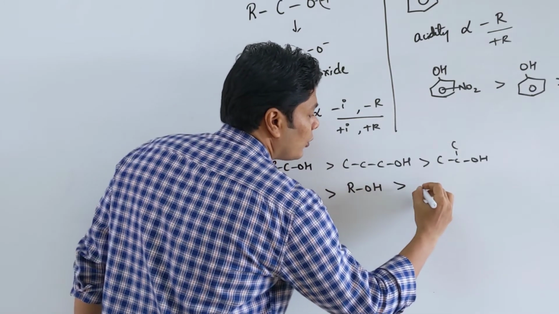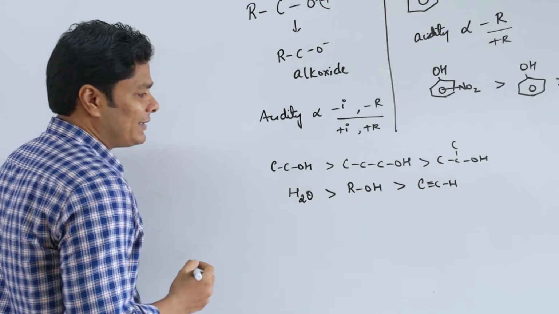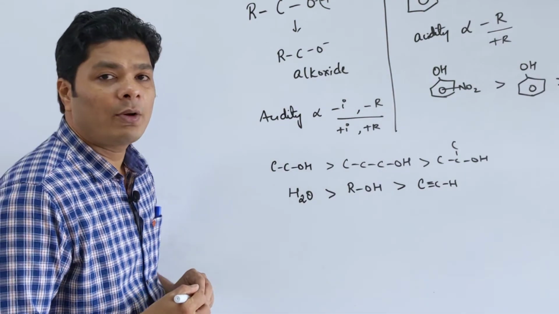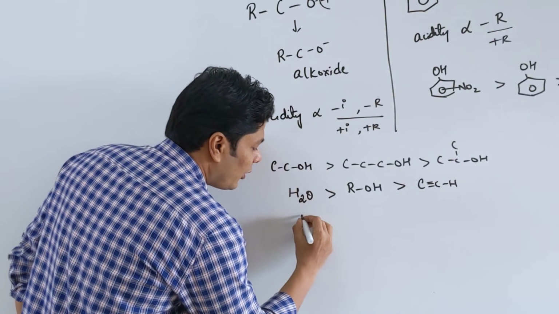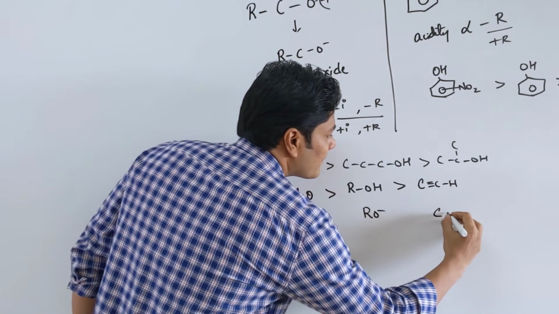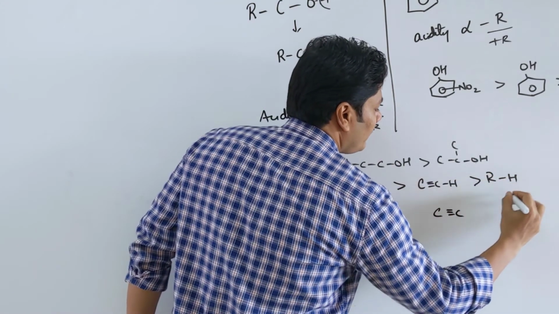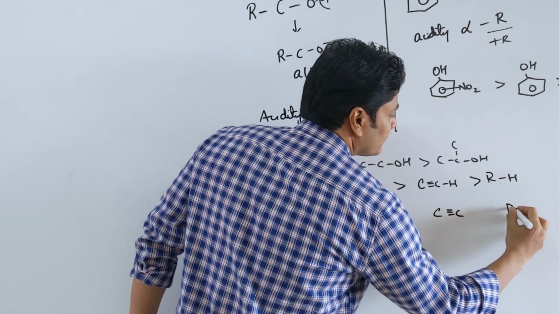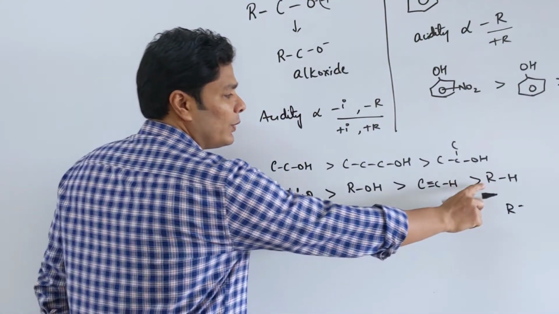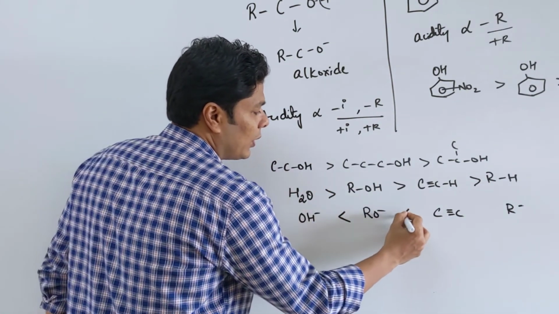but alcohols are more acidic than terminal alkynes. You want to remember this because it is going to help you out in figuring out the bases. So the corresponding conjugate bases are OH minus, RO minus, C triple bond C minus. We can even make it an alkane. Alkanes are not that acidic. I can also do NH2 here. Now if you see, this is the acidic order, meaning this is the basicity order.